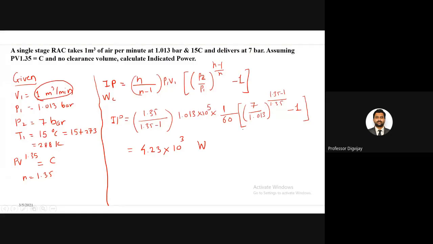Generally the unit of force, we know, is the Newton. If you multiply Newton by meter, that gives you joules. And if you divide joules by time, that gives you power in watts. So here joules divided by time will be watts. Or simply I can write this as 4.23 kilowatt. This is one very simple example which I have taken from the textbook.